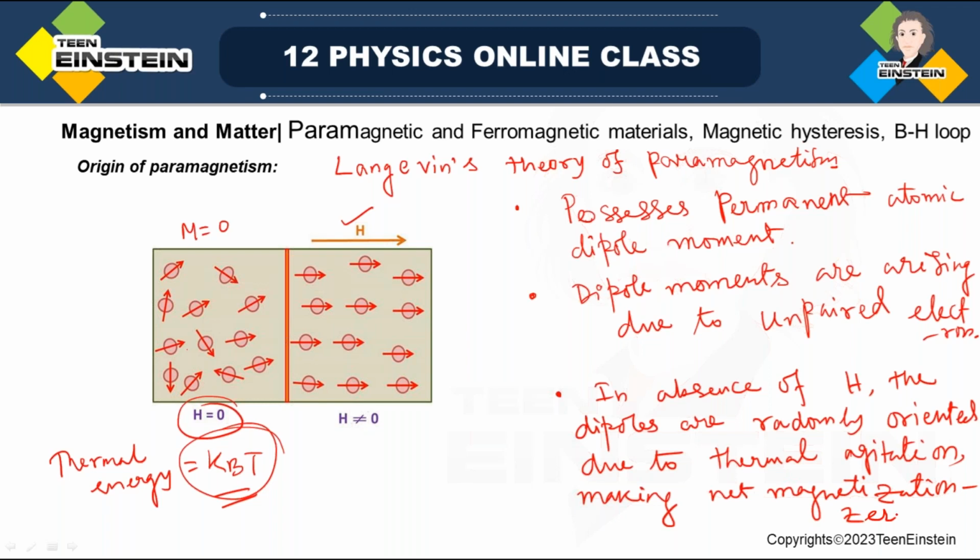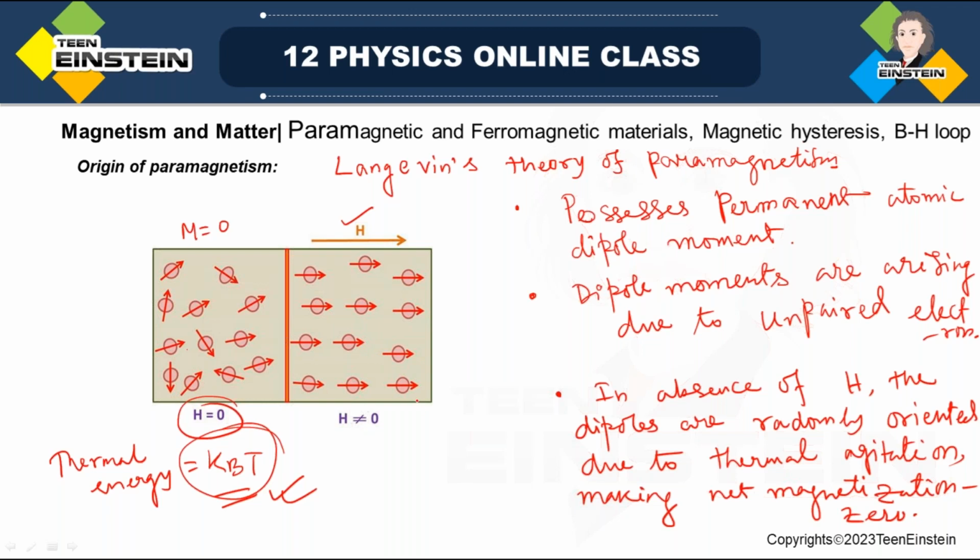Magnetization zero. So when an externally applied field is there, the dipoles gain energy to overcome the thermal agitation energy, and then they try to orient themselves along the field direction. This is called alignment of the dipole along the field direction, and then magnetization develops.